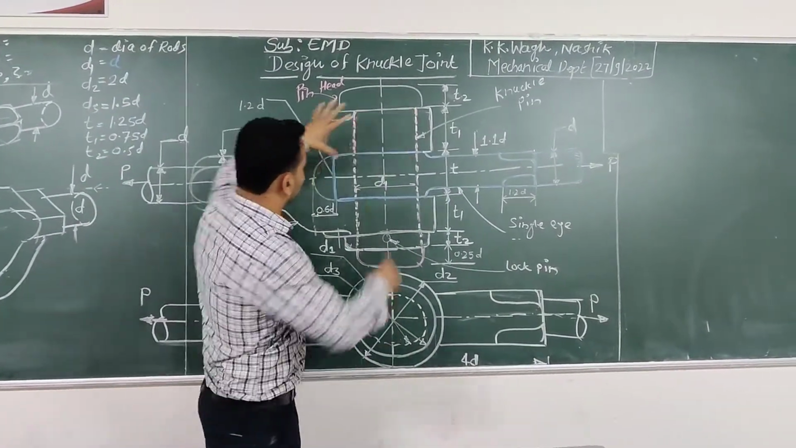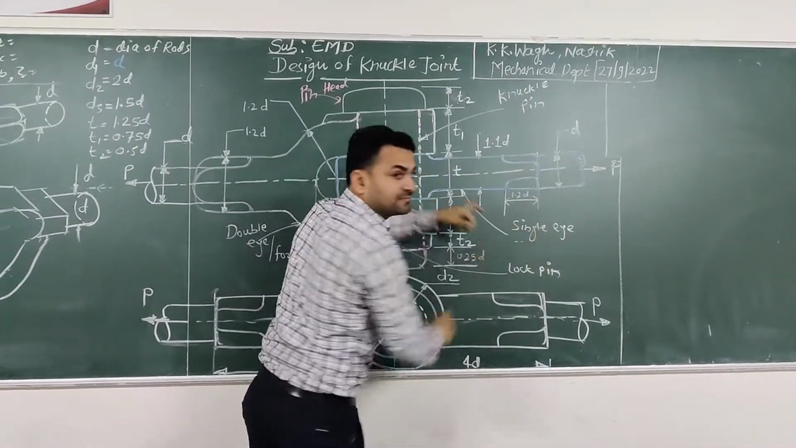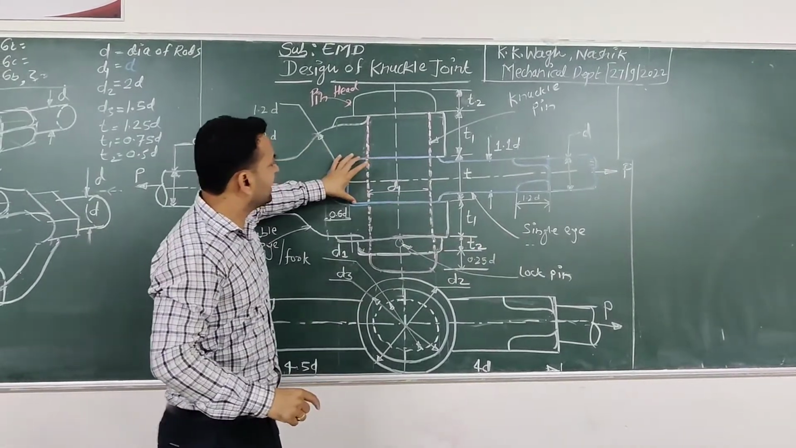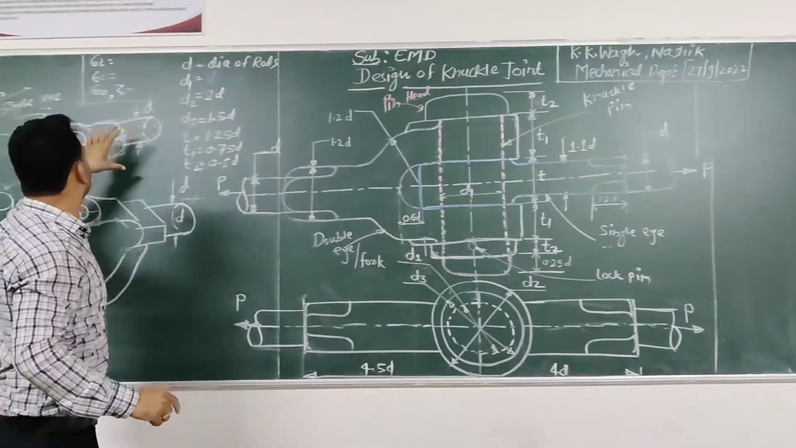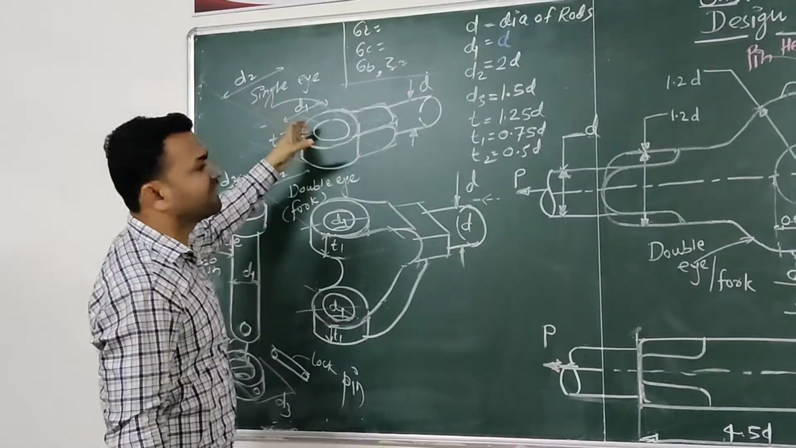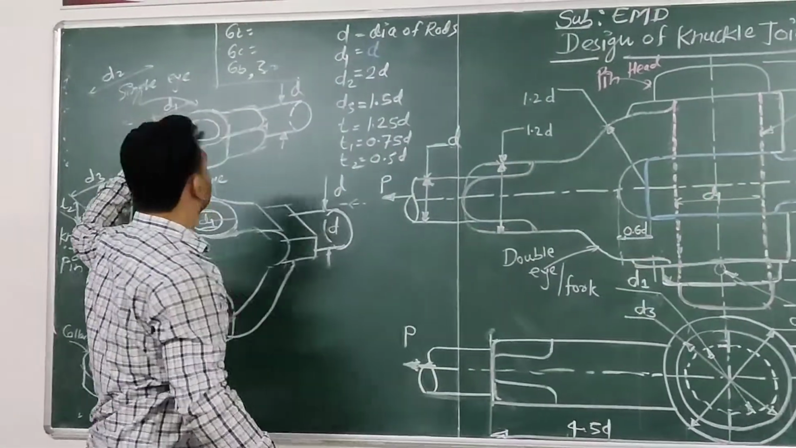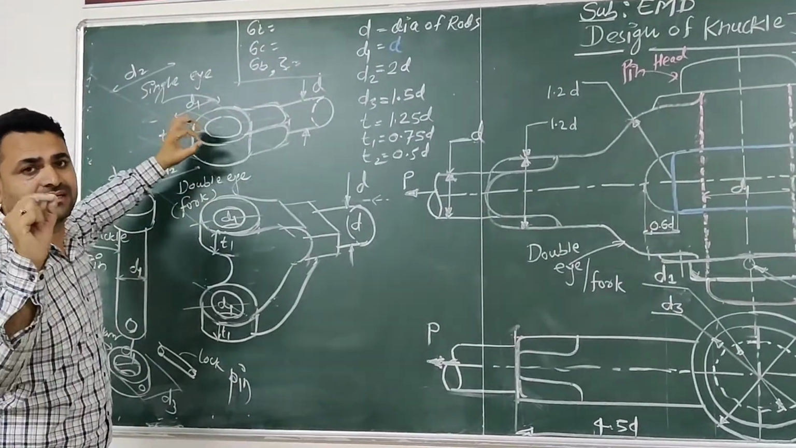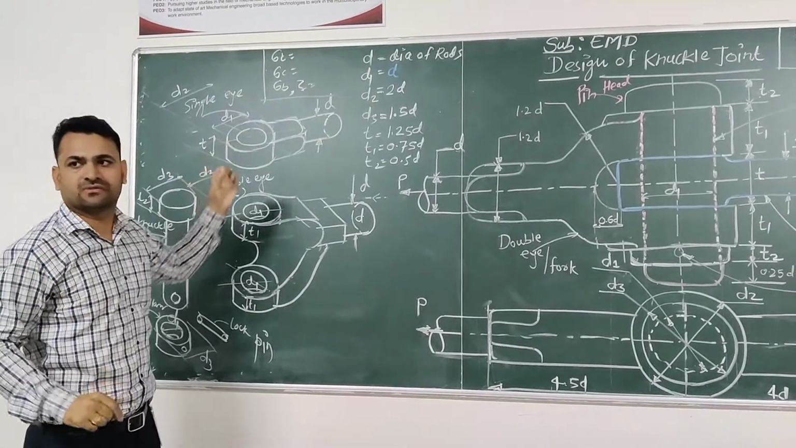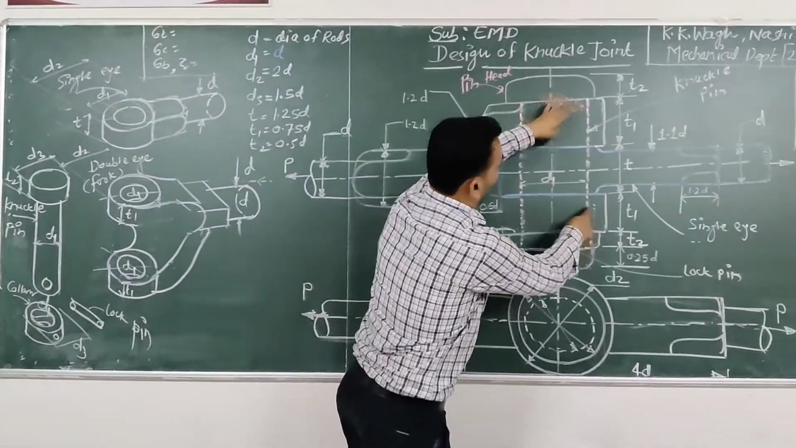So this is the first element known as single eye. And the same single eye is over here in 3D view. Single eye will look like this. Single eye in 2 dimension and single eye in 3 dimension, so you will realize how exactly single eye will look like. So first element is what? Single eye.